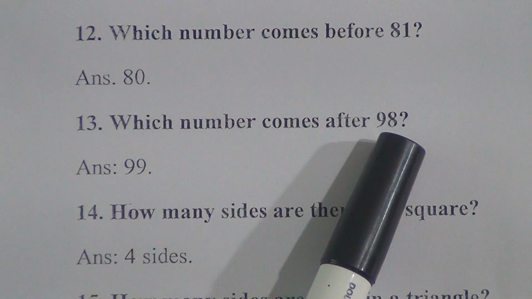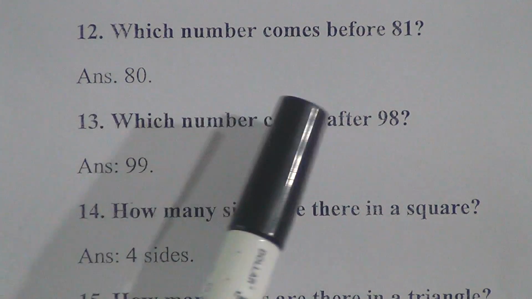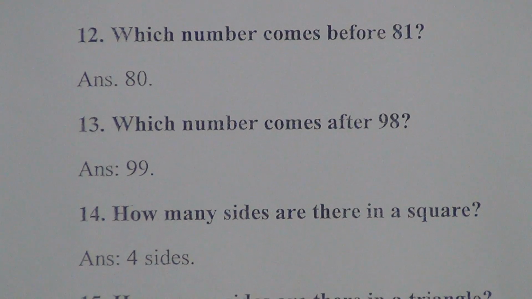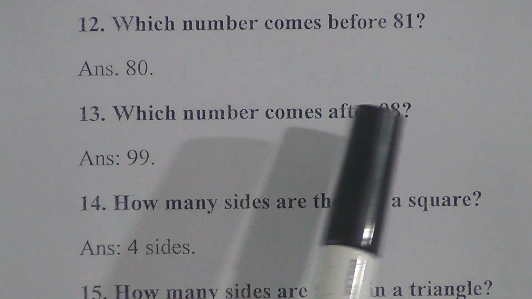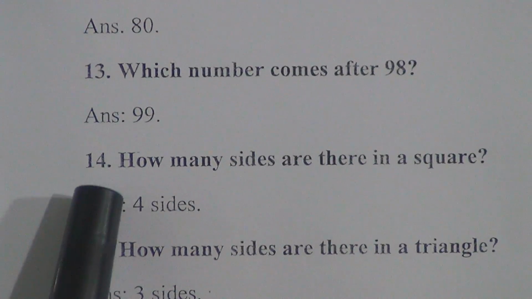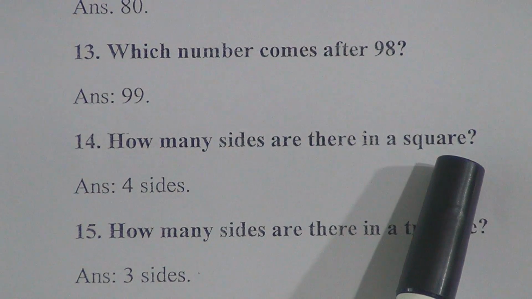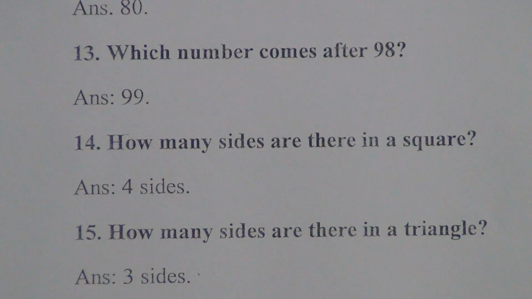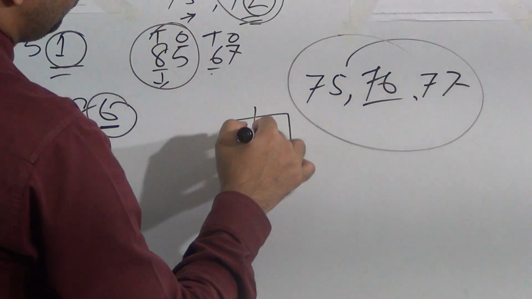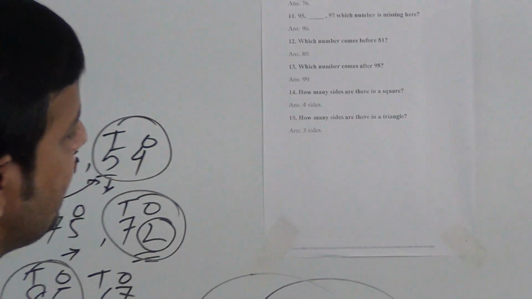Question 13. Which number comes after 98? The students, number comes after 98, that is, after means it will increase by 1. It means that after 98 the number is 99. So you can say 99. How many sides are there in a square? Dear students, you know, a shape of a square, that is this type. How many sides here? 1, 2, 3, 4. So you can say 4 sides. So answer of question 14 is 4 sides.